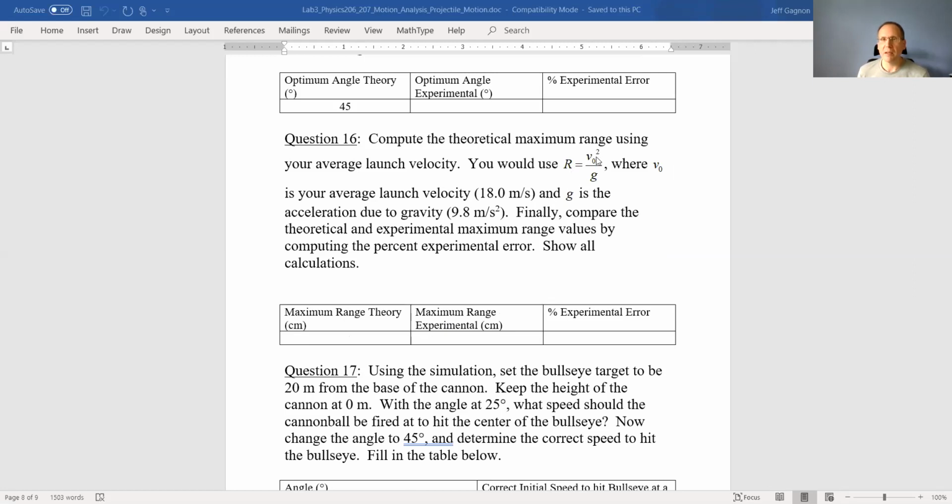Again, it's going to be V naught squared over G. Well, V naught now is 18, and G is now 9.8, right? Because we're in SI units. There is a mistake here, though. These should really be meters, right? So the range should be in meters. And then finally, compare those two maximum ranges by computing a percent experimental error. So it's just like you did previously with the experimental data. Now you're going to do the same thing for the simulation data.